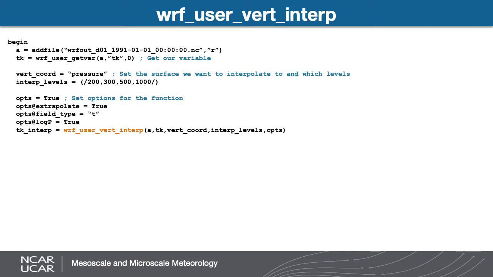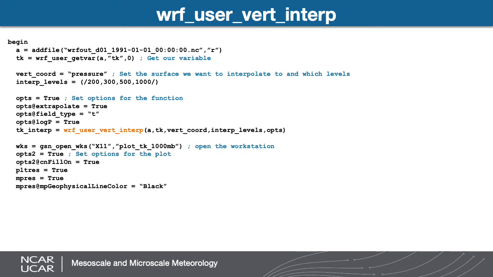Next, we're going to use our function of WRF user vert interp. So we're going to give it our WRF file, the variable that we read in, the vertical coordinate that we're going to read is pressure, and the levels that we want to read, and also the options that we want to look at. Next, we're going to open our workstation. We're going to print it to the screen, but we're also going to name it plot underscore TK underscore 1000 millibars for when we change that to actually making our plot an EPS or a PDF or something.